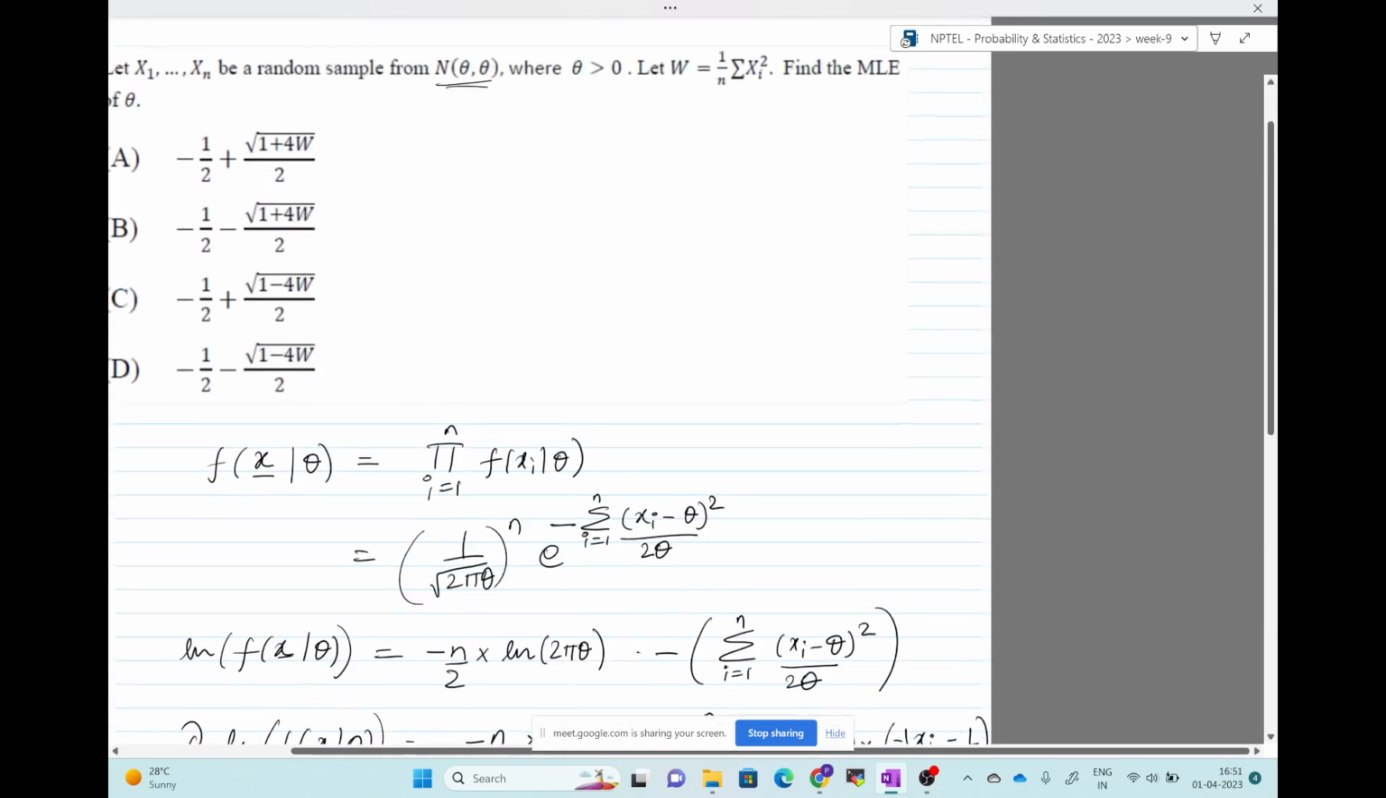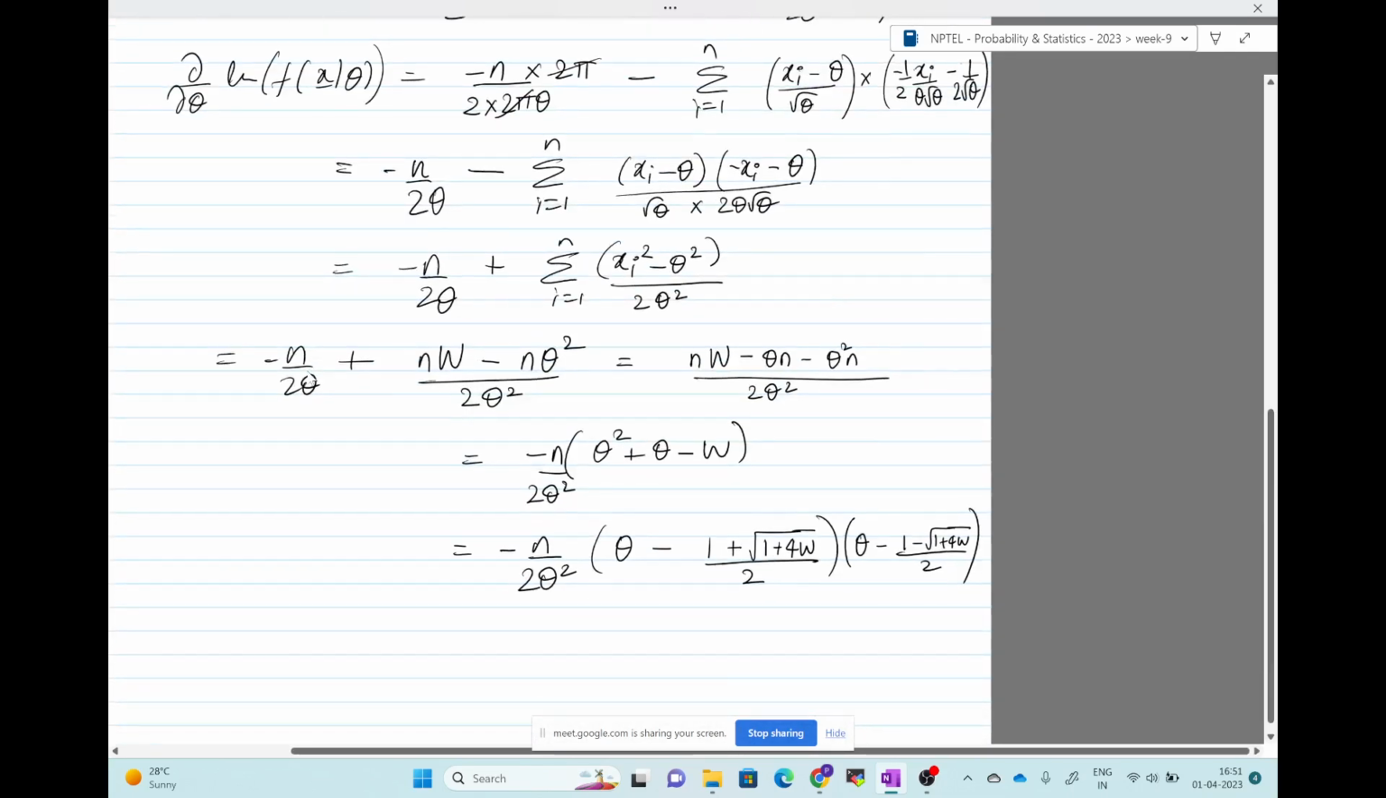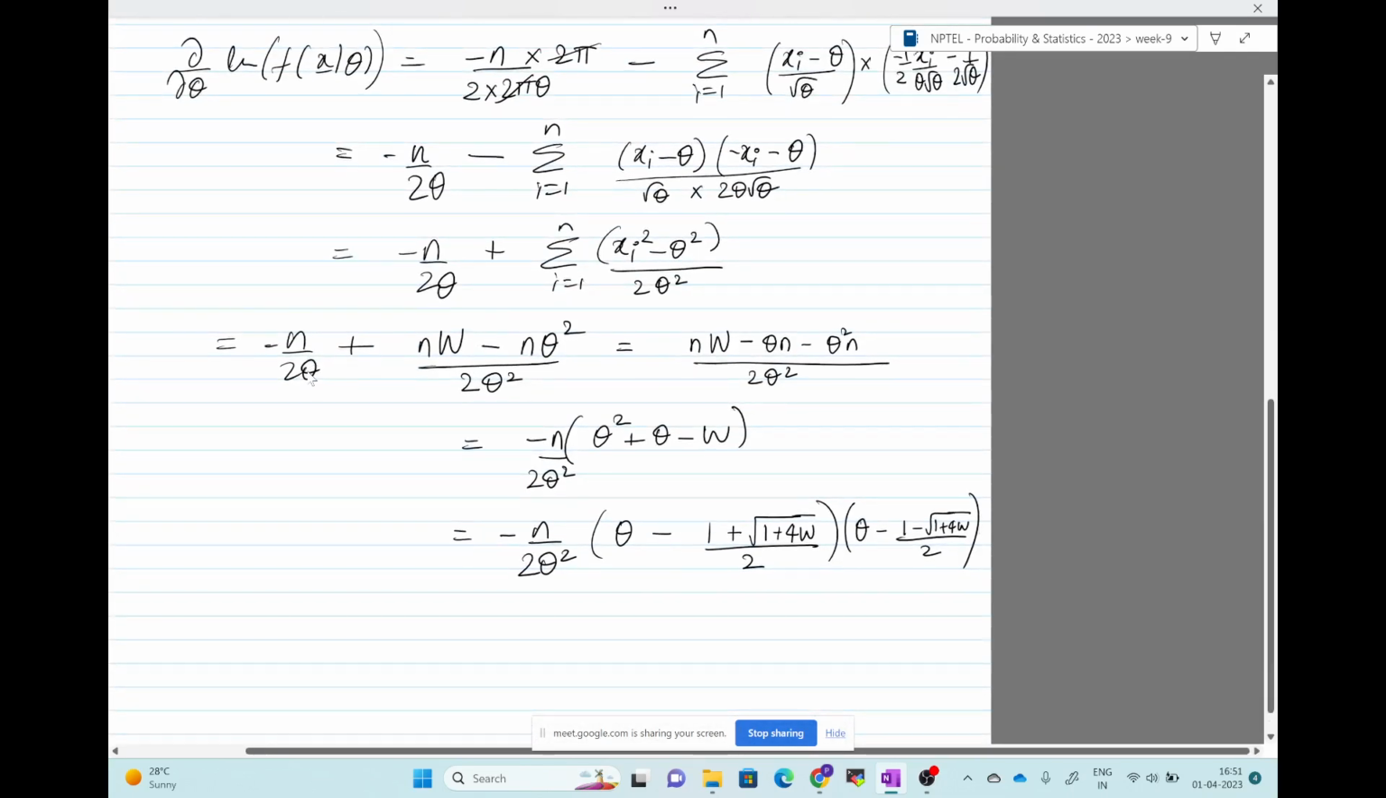I think it isn't something in terms of like this, no? I do not understand how these two terms came. This one, this term. The root of a quadratic equation: minus b plus or minus root of b square minus 4ac. Okay, okay.